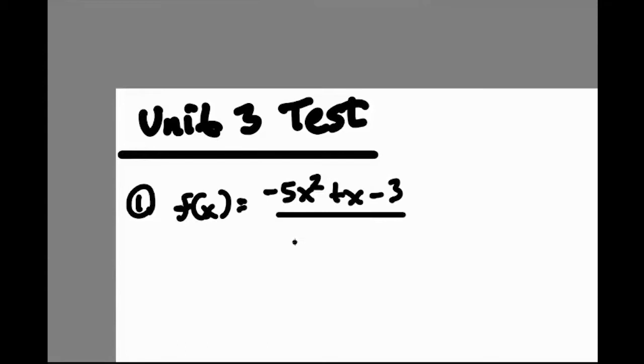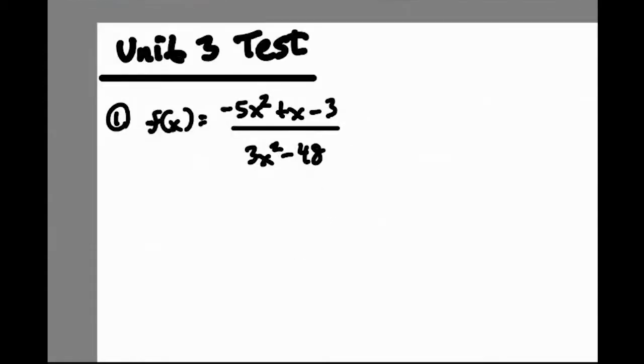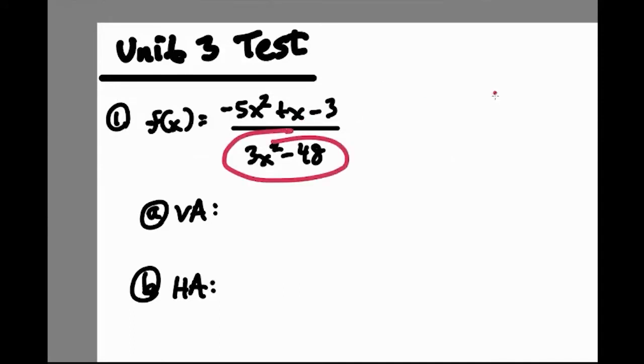Okay, number one had a function that looked like this. So for this problem right here, it said, what are the vertical asymptotes for A? So part A was the vertical asymptotes, and part B was the horizontal asymptote. And for the vertical asymptote, what you can do is just set this denominator equal to 0 and solve it out.